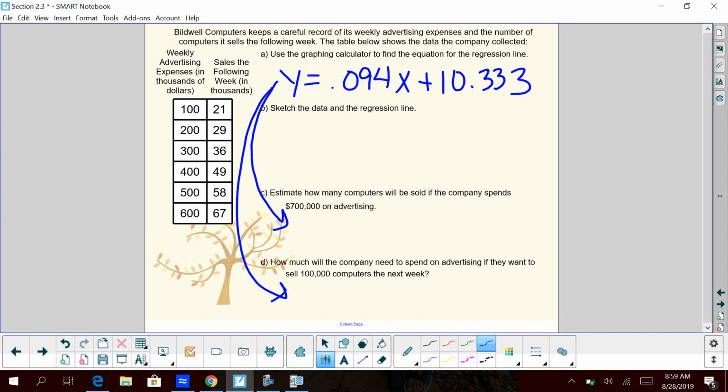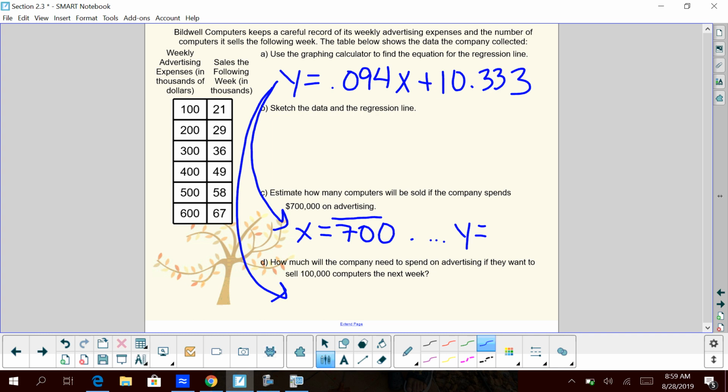So for example, you can use that equation to estimate how many computers will be sold if the company spends $700,000 on advertising. Was advertising an x or a y in this problem? It was an x. So what would you plug in for x? 700. Remember, we're cutting off those extra zeros, and then you would evaluate and solve for y, and that would be your answer. And again, you would add 3 zeros to the end of it to make it thousands of dollars.